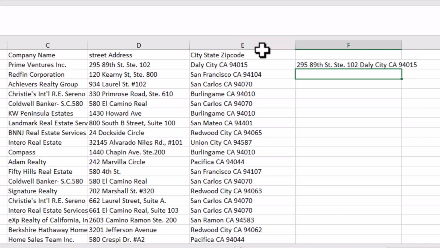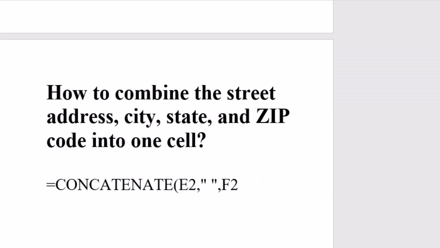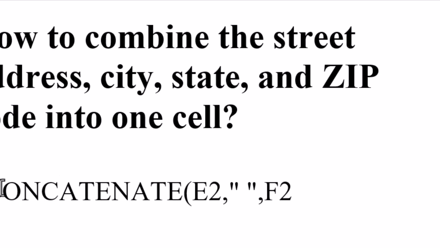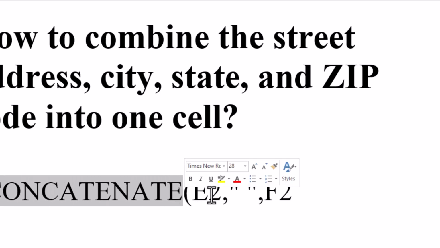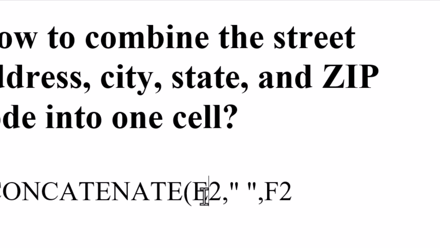Now you can see, guys, the data has been automatically combined here. And this is the word which you need to use: CONCATENATE. Here you first need to type a double quotation, then this word, then select the data which you want to combine, then type a comma, then double quotation, then space, then double quotation, then a comma, then again select the data which you want to combine, and then close the bracket.